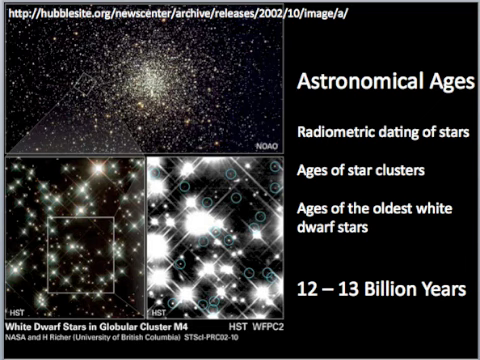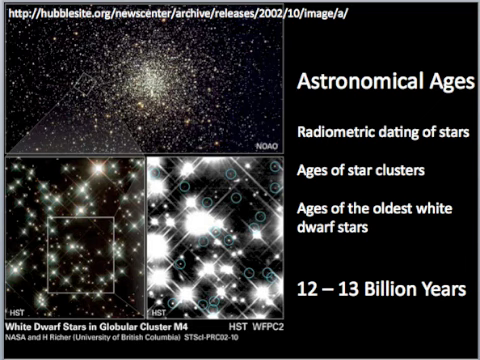Scientists can also look at the ages of the oldest white stars, or white dwarf stars. Cooling rates of white dwarfs can also be used within theoretical models to estimate their age. This image is from the Hubble Space Telescope and shows the oldest white dwarfs in the M4 globular cluster. These stars are between 12 and 13 billion years old.